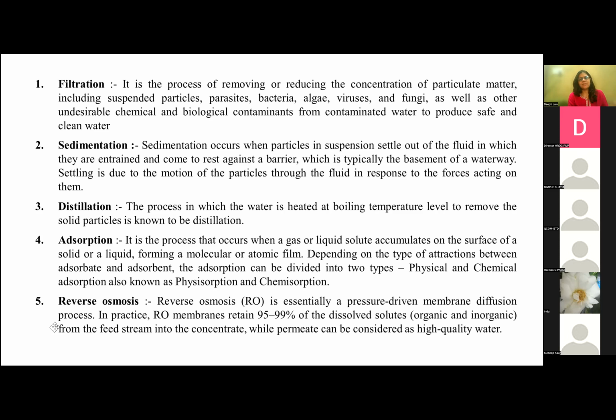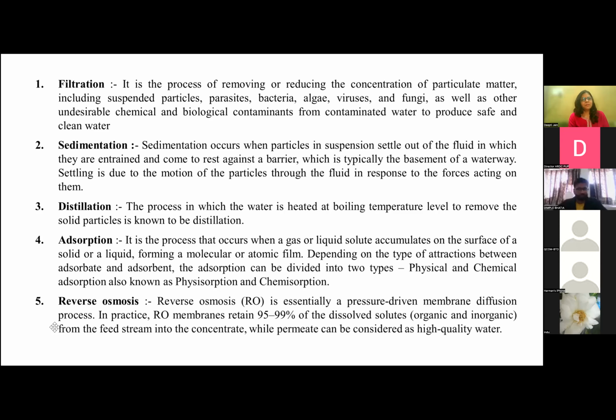The parasites, bacteria, algae, viruses, and fungi, as well as other undesirable chemicals and biological contaminants can be removed from the contaminated water to bring it to a safer level. But only the undissolved things. What about the dissolved impurities? Whatever high level of filter we can use, even a 0.33 micron filter, even what we are using in our HPLC.